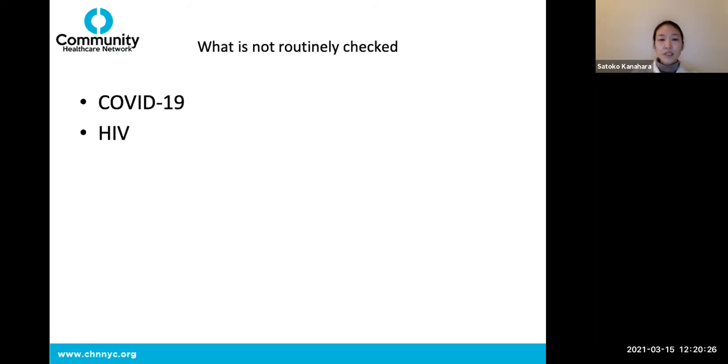What's not routinely checked, interestingly, was COVID-19. It was not routinely checked for refugee patients, although one of the criteria that I talked about was infectious disease that requires quarantine, but they didn't specify COVID-19. So when they enter the United States, they would just have to follow the quarantine rules of each state. And they also don't routinely check for HIV either. This was 2010. There was a decision to stop checking refugee patients for HIV.